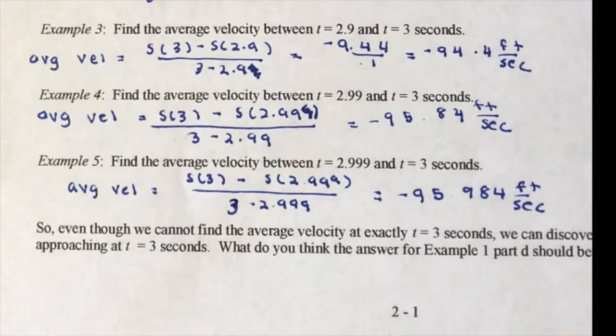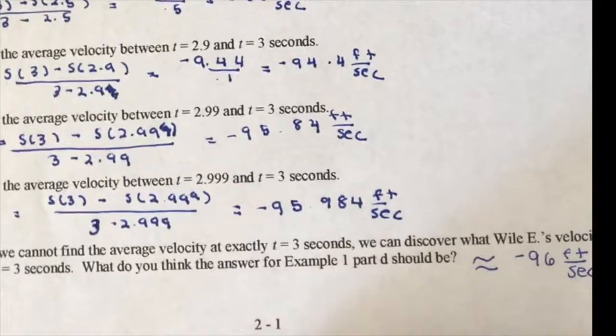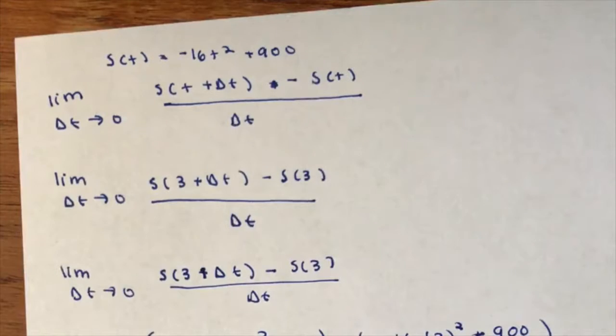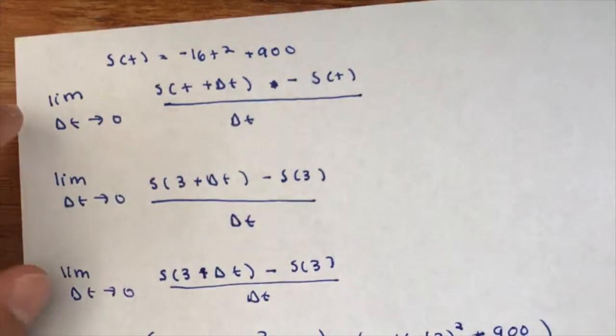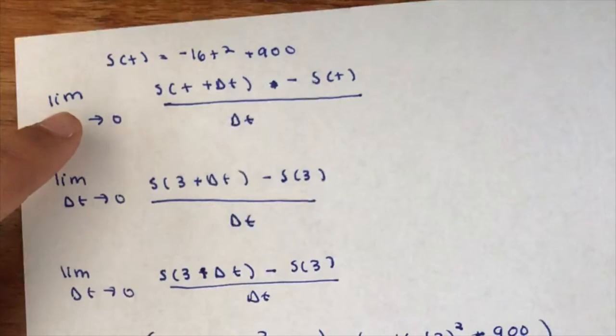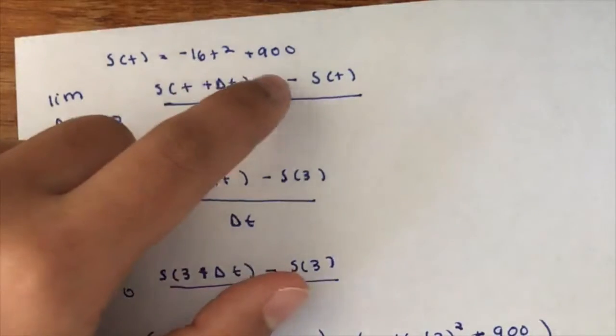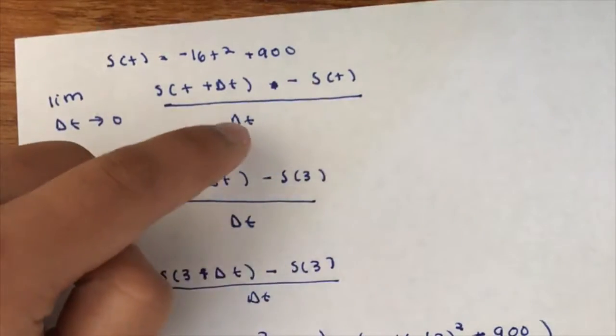By using these values, we can estimate what the velocity should be at exactly 3 seconds. And we can estimate it to be about negative 96 feet per second. So now we're going to find the instantaneous velocity at t equals 3 seconds. So we're going to do this by finding the limit as delta t approaches 0 of s of t plus delta t minus s of t over delta t.